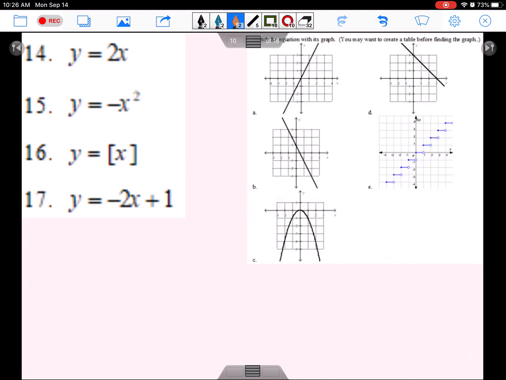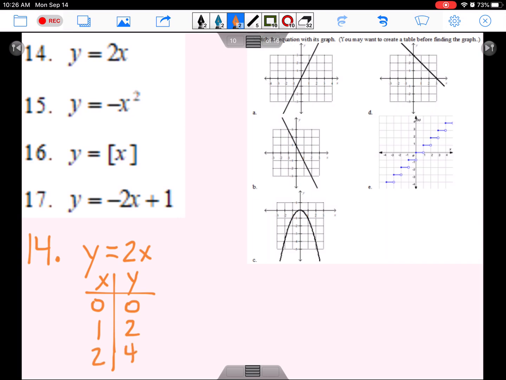We're trying to match up these equations. For y equals 2x, do a little xy chart, just find a few values. If we put 0 in, 0 times 2 is 0. So we have a point at 0, 0. If we put 1 in, 1 times 2 is 2. If we put 2 in, 2 times 2 is 4. So we've got a point at 0, 0, 1, 2, 2, 4. None of the other graphs have those same points, and so choice A matches up with 14. So we've got that one out of the way.